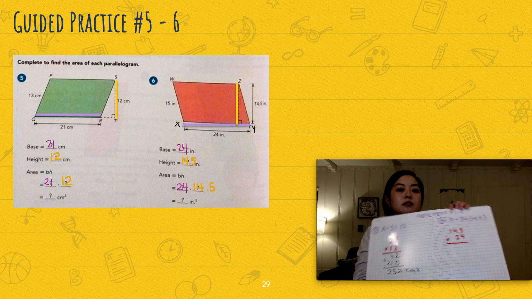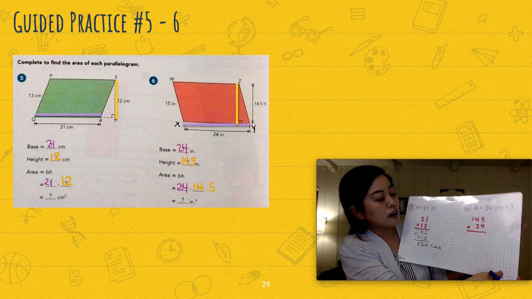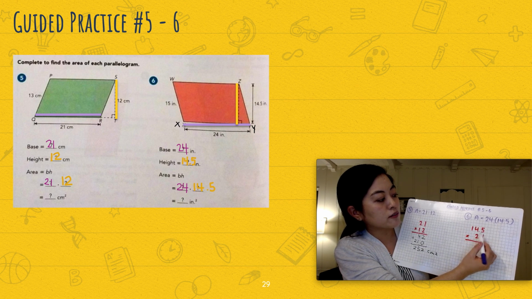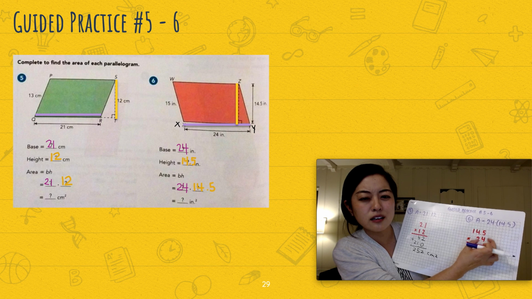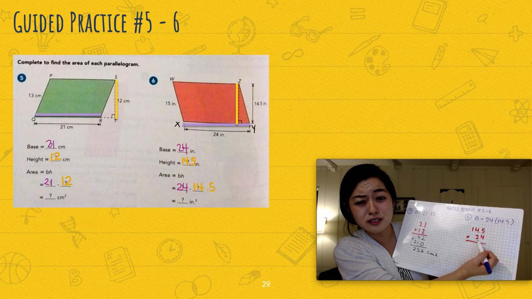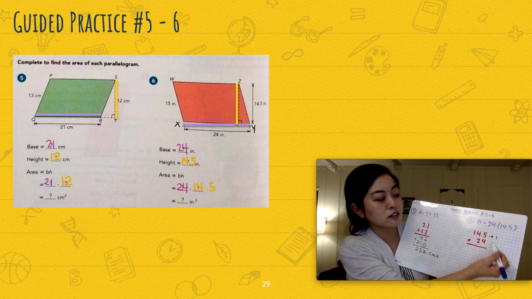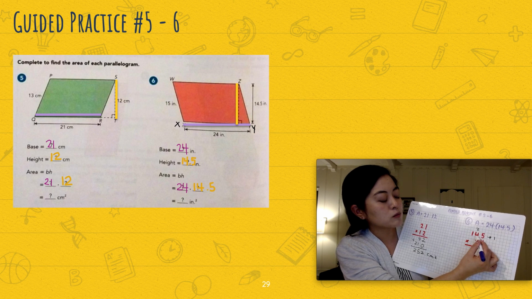Now what about number 6? For number 6, it is a decimal times a whole number, 14.5 times 24. For now, I'm going to ignore the decimal and stack up the numbers as if there were no decimals, but I have to remember that there is one number after the decimal point. Now let's multiply. 4 times 5 is 20. 4 times 4 is 16, plus 2 is 18. 4 times 1 is 4, plus 1 is 5.